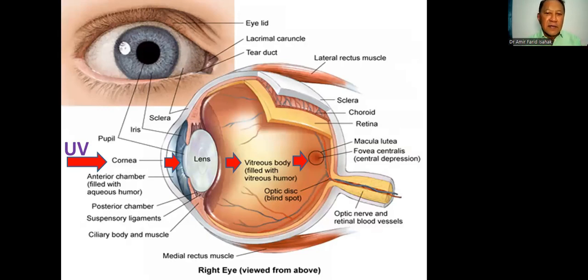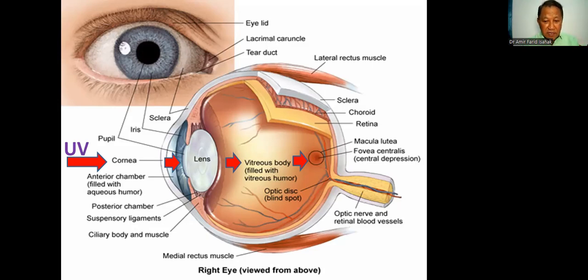So if you look externally, then you have the eyelids, the upper and lower eyelids, and then you have the pupil, the iris, and the sclera. The sclera is the white of the eye. The iris is the colored part of the eye. The pupil is the dark part of the eye where the light goes through.